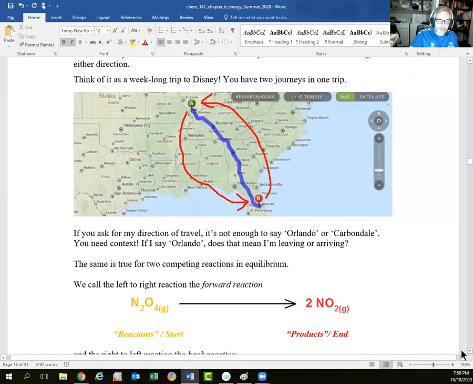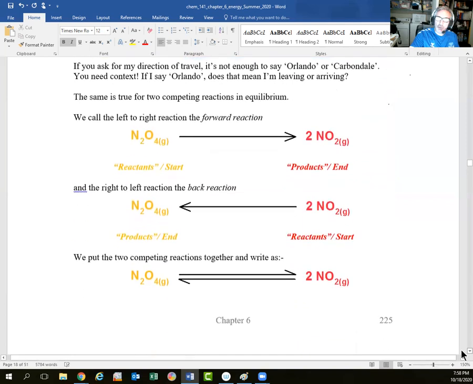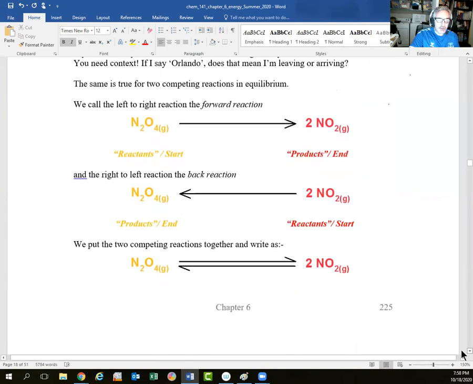And that's kind of like what we have with these reversible systems. There's two halves to the tale, two sides to the coin. And so we've got a normal interpretation from left to right for the reaction, where the N2O4 is our starting material that's going to be used up and turned into the product NO2, nitrogen dioxide.